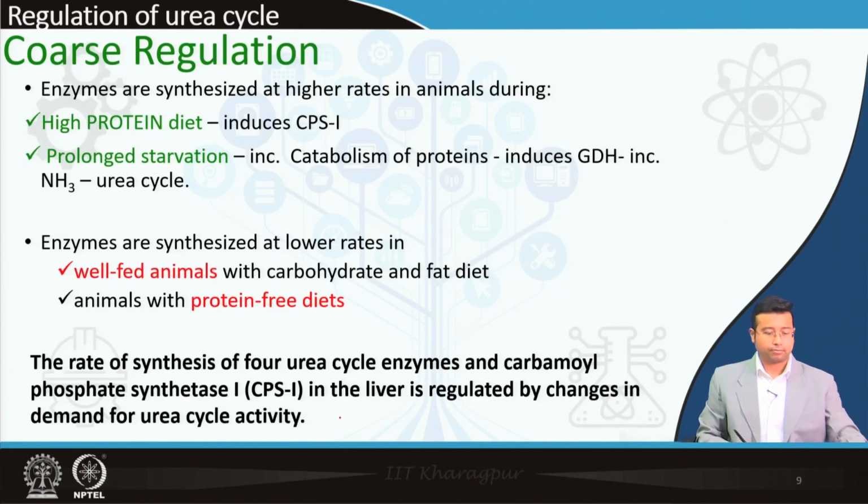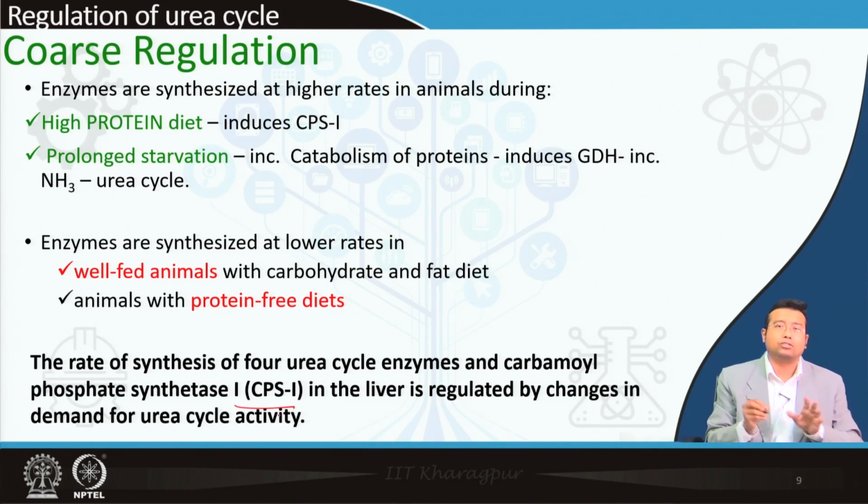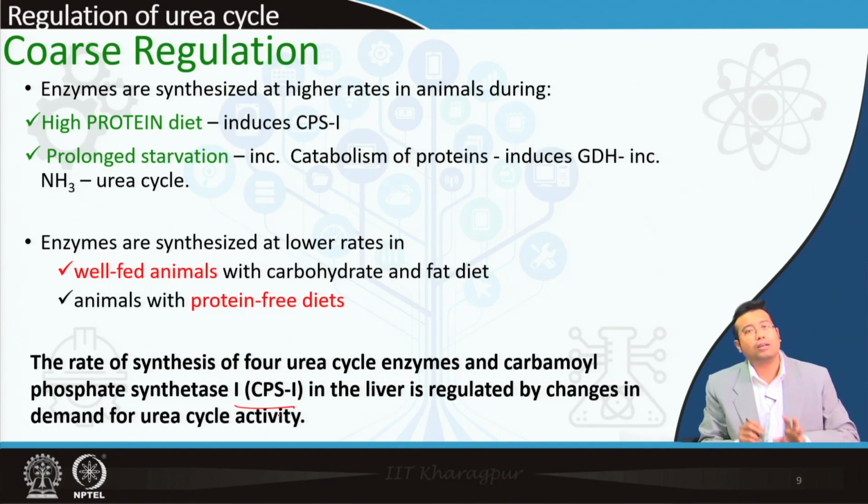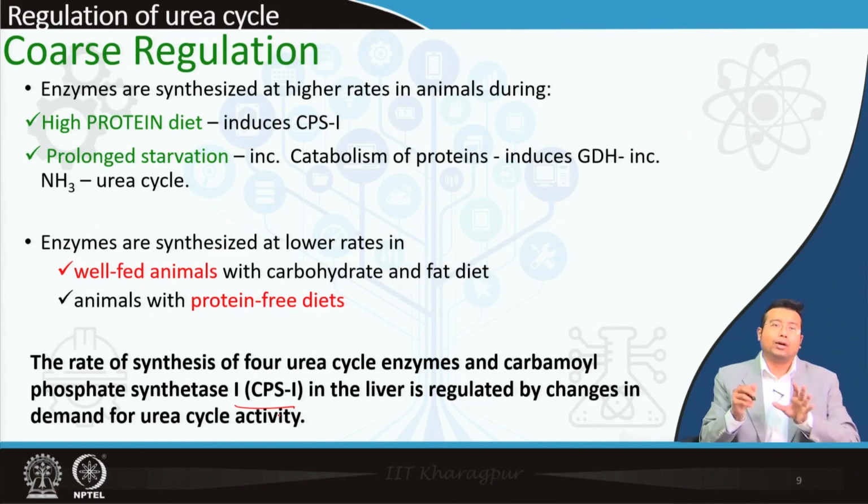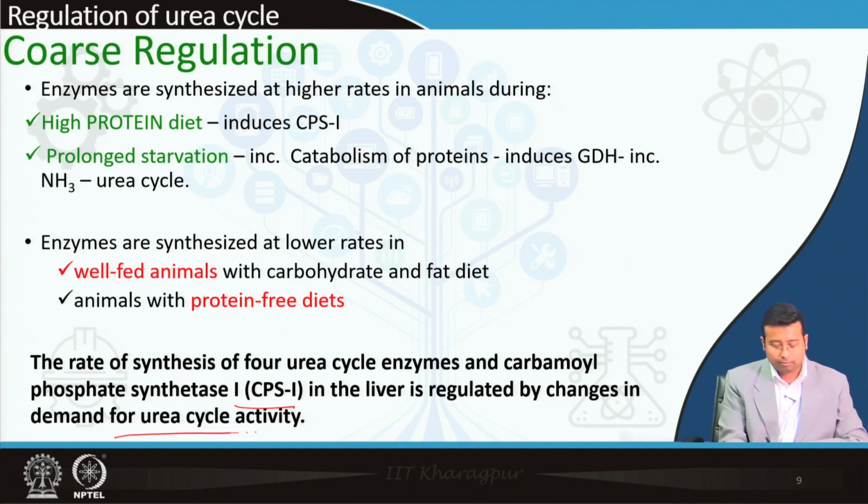All right. So, how is this urea cycle actually regulated? There are multiple regulatory levels. Basically there are two: one is coarse regulation and one is fine regulation. So, what is coarse regulation? Coarse regulation deals with inducing the enzymes of urea cycle, basically carbamoyl phosphate synthetase 1 as well as all the 4 enzymes of the cycle, whenever there is an increased demand.